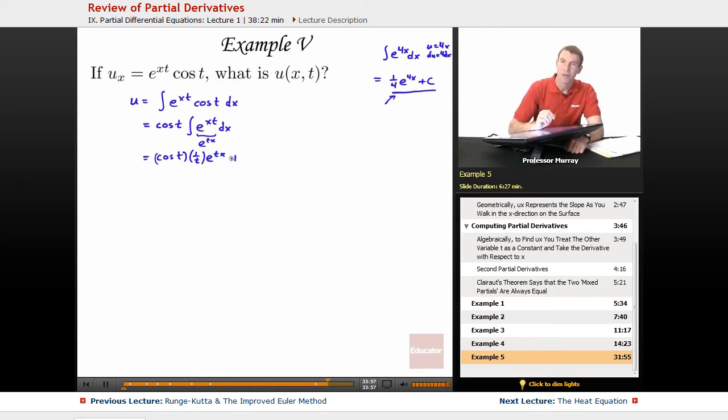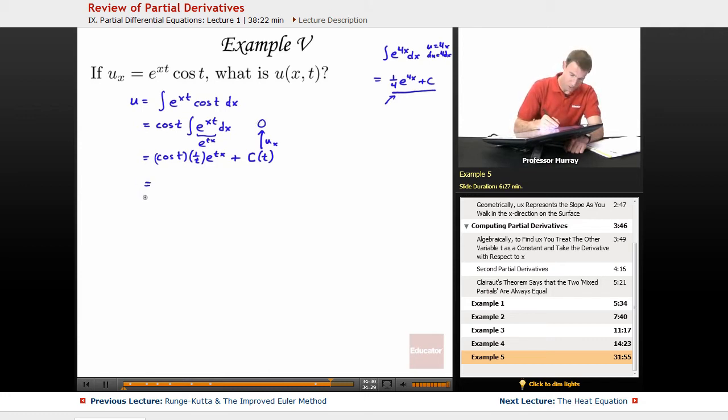Plus, now, be careful here. I want to say plus c, but remember, I'm integrating with respect to x, which means that I'm thinking of all t's as being constants. So what I'm going to say is plus any function of t. Because if I took the derivative of that, if I took u sub x of that, it would just go back to 0. So I could really have any function of t here that I like.